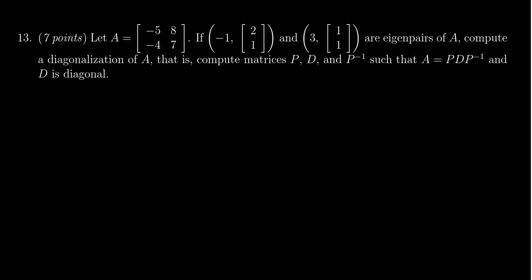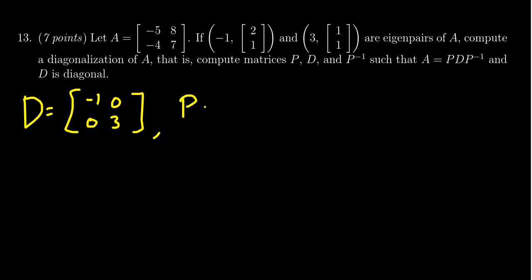Well, the thing to remember here is that D is going to be a diagonal matrix. Its size will be the same as A, so it'll be a 2x2 diagonal matrix. The numbers along the diagonal are going to be the eigenvalues of A, which we see are negative 1 and 3. So the diagonal matrix D will be negative 1 and 3. You can switch the order if you want to, but it doesn't matter. Just put the eigenvalues along the diagonal. I'll just take the same order that they were presented to us.